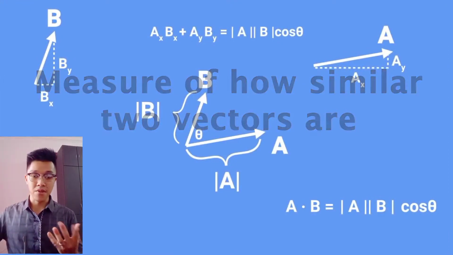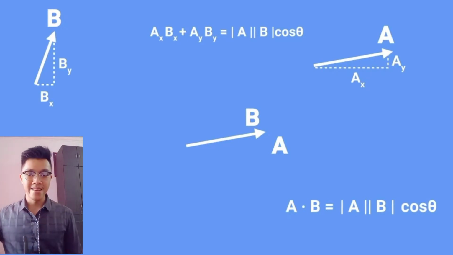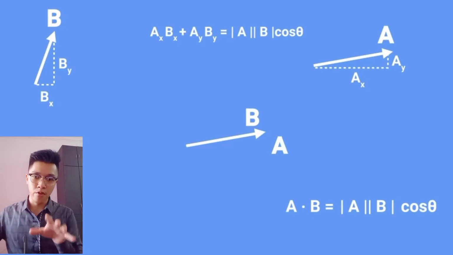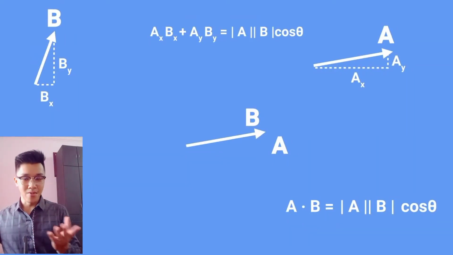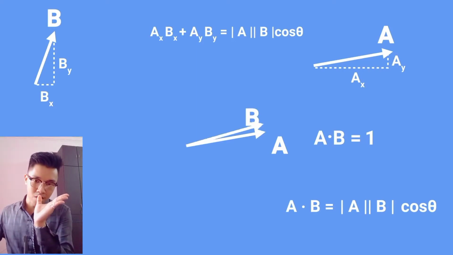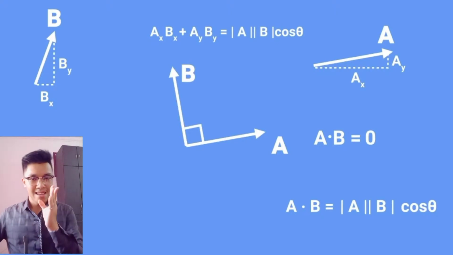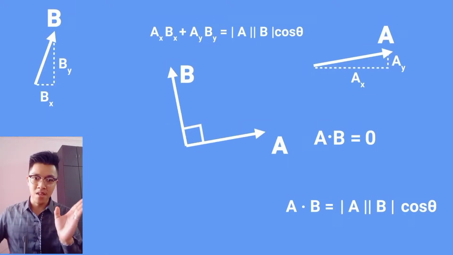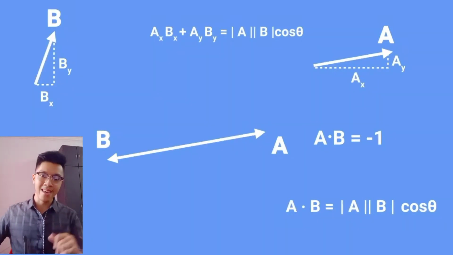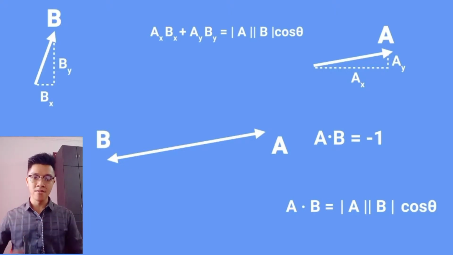So, for example, let's say when the length of both vectors is 1, and when the angle between both vectors is 0, the dot product will equal positive 1. And when the angle is equal to 90 degrees, the dot product will be equal to 0. And as vector B moves to the opposite direction of vector A, the dot product will be equal to negative 1. It's all about how similar both vectors are.